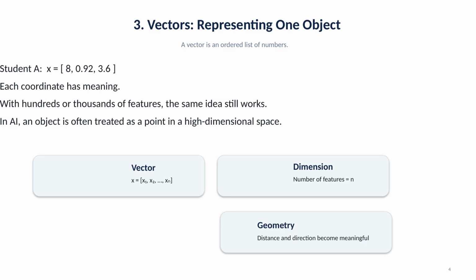Here we formalize a single object as a vector, an ordered list of numbers that encode features. For example, student A might be represented by the list 8, 0.92, 3.6, where each entry is hours studied, attendance, and prior GPA. The length of the list, its dimension called n, is the number of features. Treating objects as points makes distance and direction meaningful.